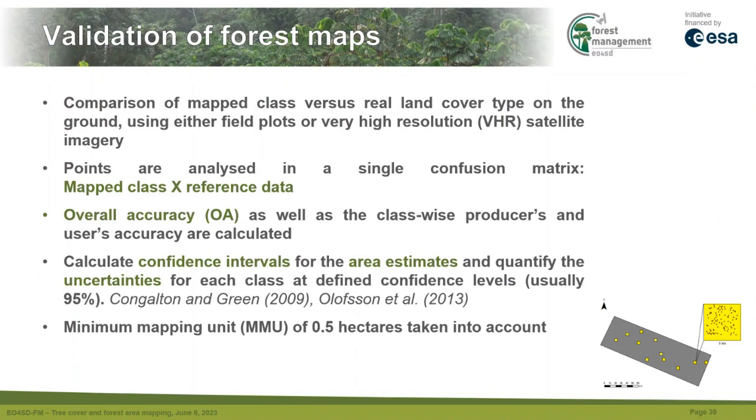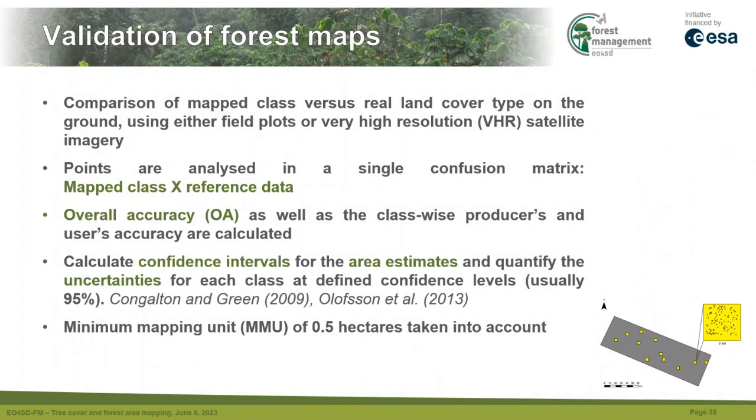And validation of forest maps. So this can be done by comparing the mapped classes to the actual real land cover types on the ground. And that can be done either using field plots or using very high resolution satellite imagery. And these validation points are then analyzed in a single confusion matrix. So we are cross-checking the map class and reference data. Do they correspond to each other? And different kinds of accuracy metrics are calculated.